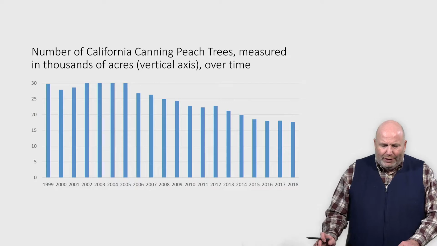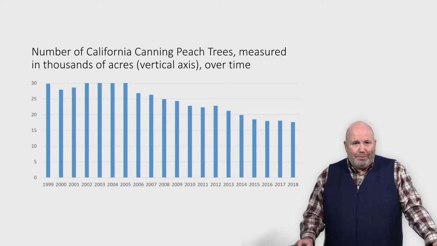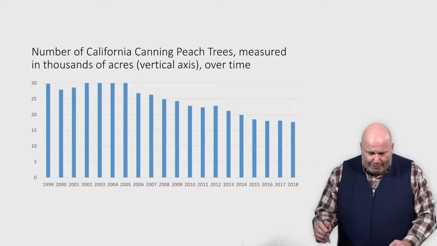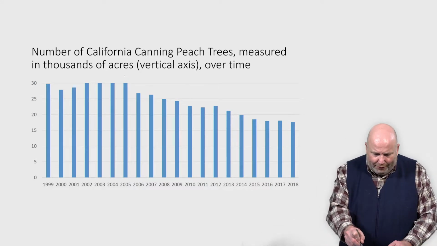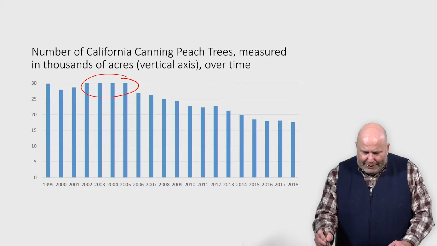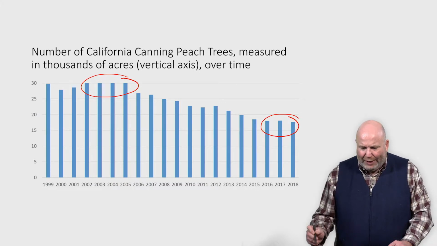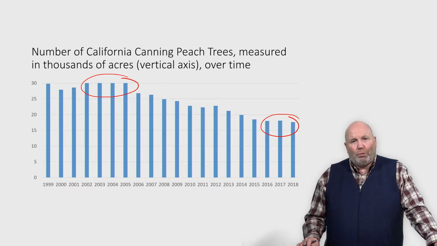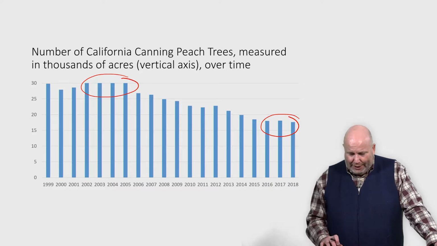So if you think about it, here it is, the canning peach trees measured over time. And so we're looking at the number of trees, and look what's happened here. We've gone from a high in the early 2000s of 30,000 acres of trees down to something almost half that in the last 3 years. So what's going on in that time period? Well, we're going to look at some data, but part of it's demand and part of it's supply with regard to substitute products that farmers can plant on those acres.